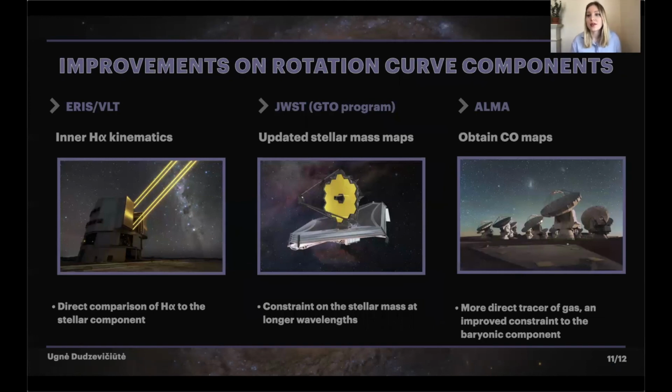So even though we're using state-of-the-art facilities, there are still, of course, improvements to be done on these rotation curves and in each individual component. ERIS will allow us to look at the inner H alpha kinematics and directly compare H alpha to the stellar component, as both observations will be at around 0.2 arcsecond seeing. JWST has a GTO-approved program in the CANDELS region, which will allow us to update the stellar mass maps by including longer wavelength measurements. And of course, ALMA will allow us to get the CO maps, which will be beneficial to improve the constraint on the baryonic component.